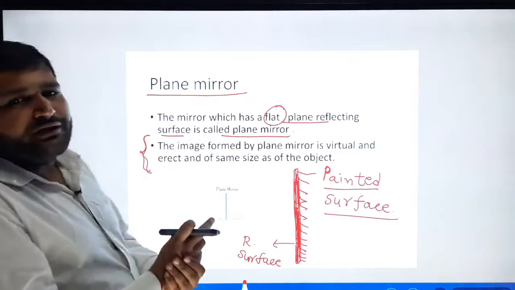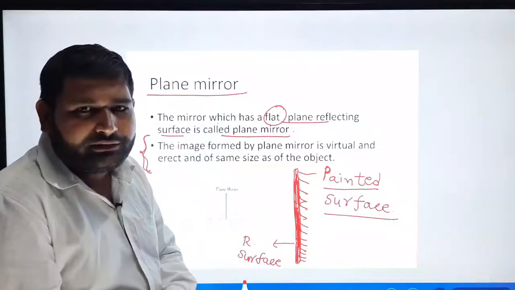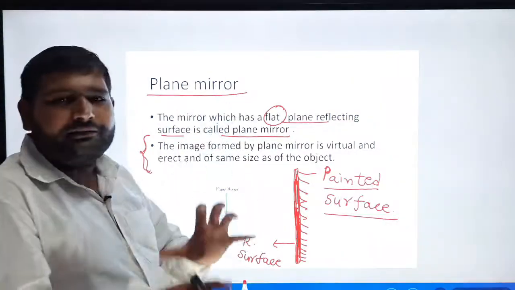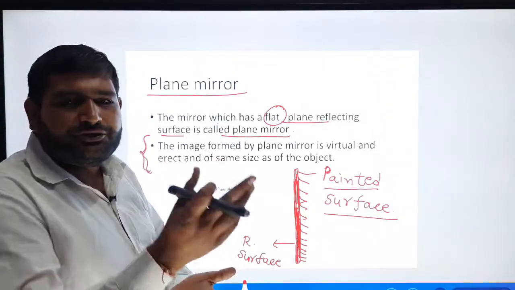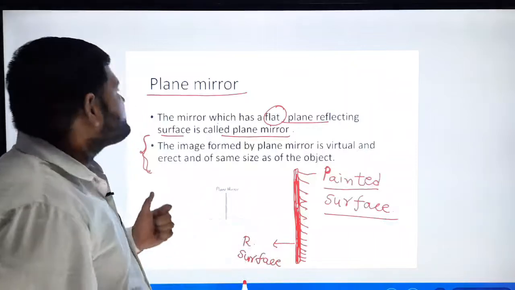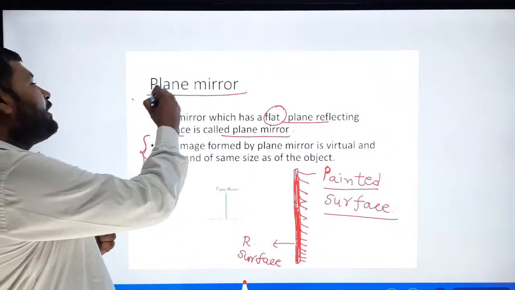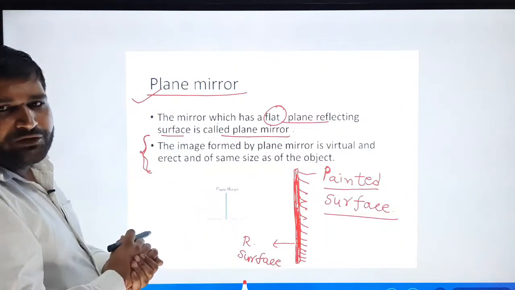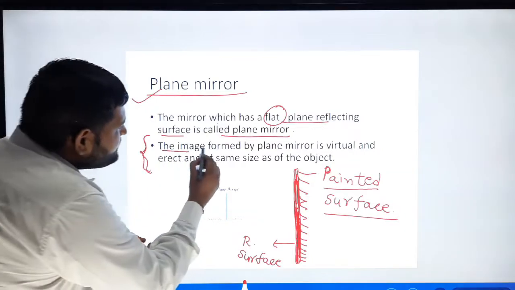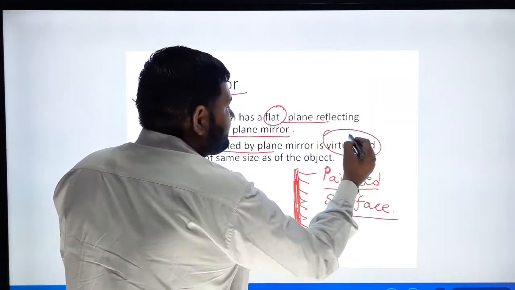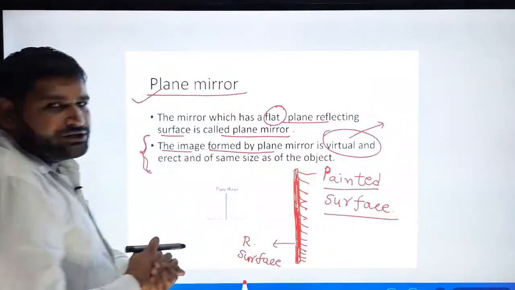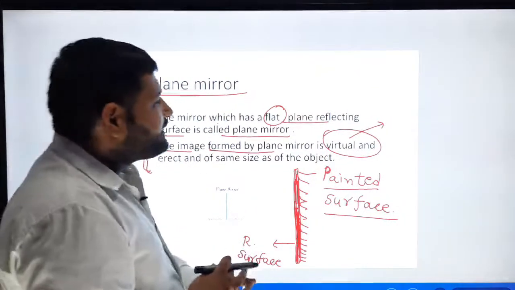Now if you put an object before the plane mirror, then the plane mirror will form the image. Now we have to study what will be the nature or the characteristics or the parameters of the image that will be formed by the plane mirror. So now the image formed by the plane mirror is virtual and erect. So this is the nature of the image that is formed by the plane mirror.